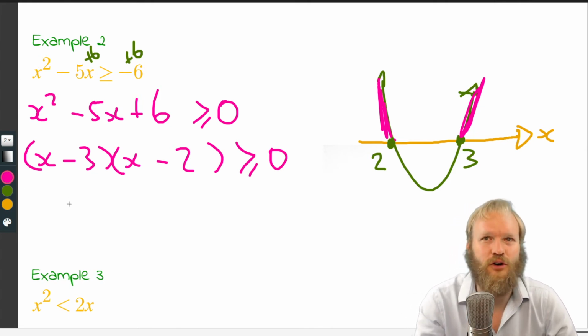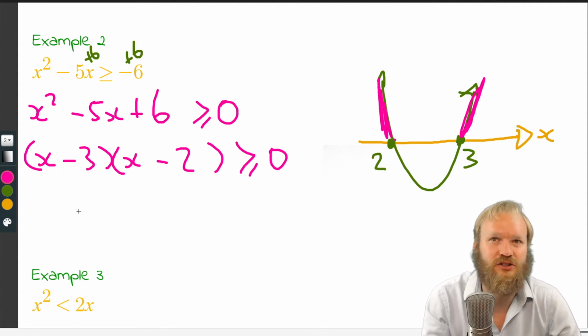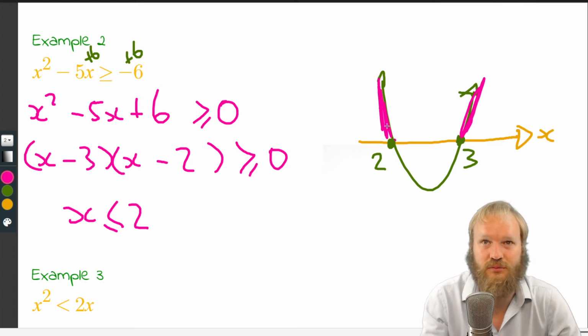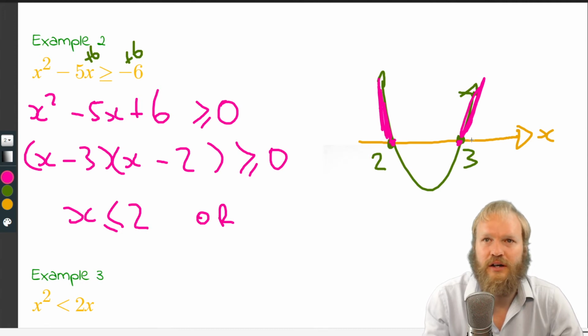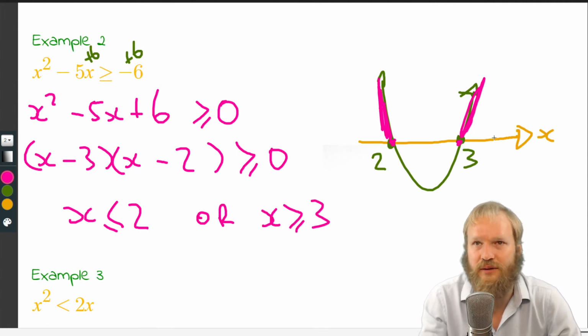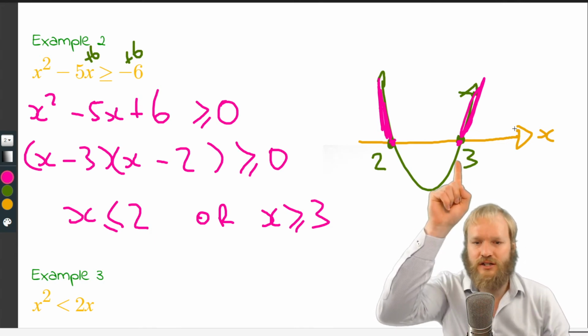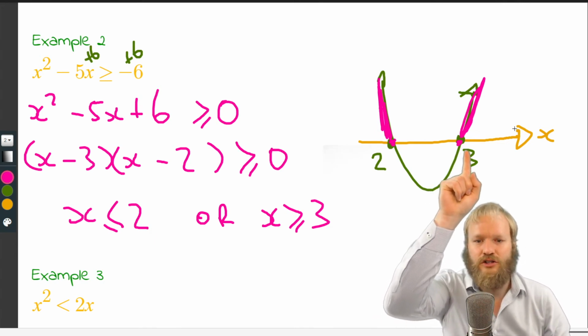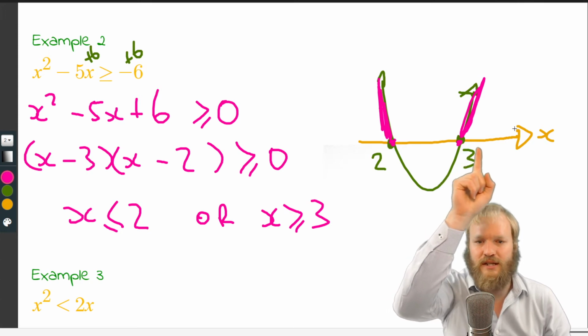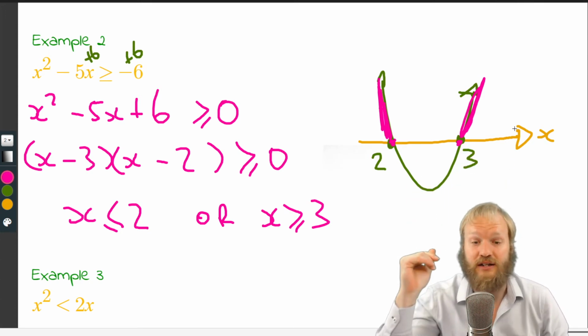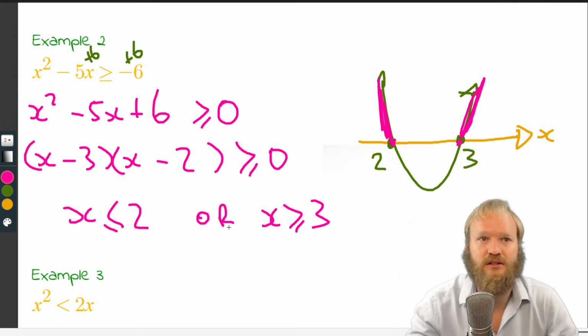I'd maybe go for x needs to be less than or equal to 2, because look, the equal is involved, so it could include the 2 over there. Or it needs to be greater than or equal to 3, because that describes all of those numbers. If there's 3 and we're going this way, all of those numbers mean that it's above the x-axis. Okay, so there's our solution.